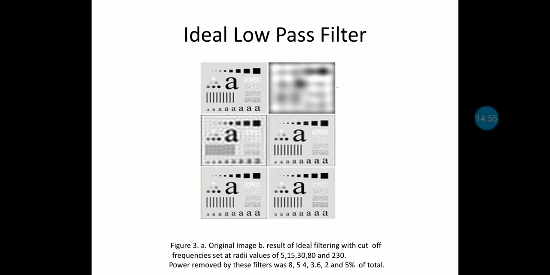The second picture is almost a blur, and the last picture is a clear representation of the original image, isn't it? So we can see that as the power removed by these filters varies, the effect on the original image changes.